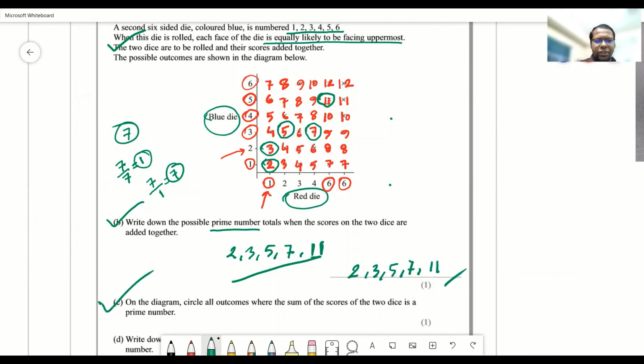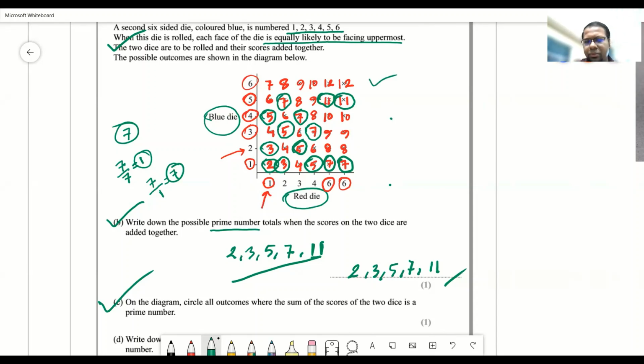Okay, let's move on to question C. On the diagram, circle all outcomes where the sum of the scores of the two dice is a prime number. Now, we need to circle all the numbers that are prime numbers. So that means we need to circle this 11 as well. And here's 7, 3, 5, 5, 7. And did we miss any? Yes, right. There is 5, 7 as well. So you can do it like that.